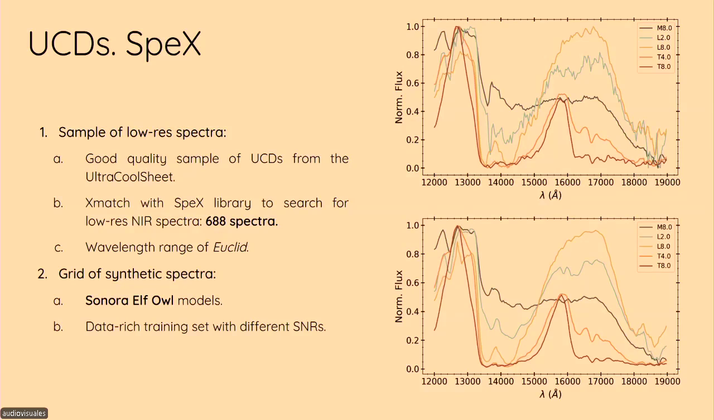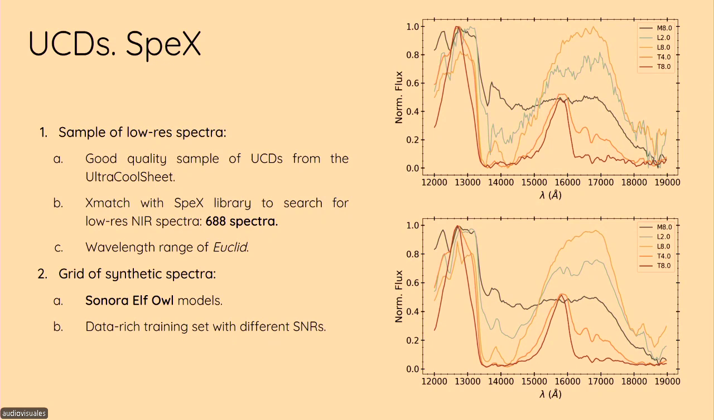So for this, we need a sample of observed low resolution spectra and a grid of synthetic spectra to train the models. For the first one, what we did is to first obtain a good quality sample of ultracool dwarfs from the UltracoolSheet, which is the most up-to-date compilation of ultracool dwarfs in the literature with reliable spectroscopic classification. We took this good quality sample and we cross-matched it with the SPEX library to search for low resolution near infrared spectra. And by doing this, we ended up with 688 spectra that we could use for this analysis.